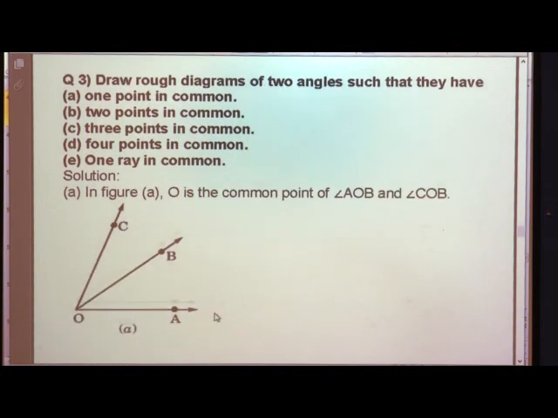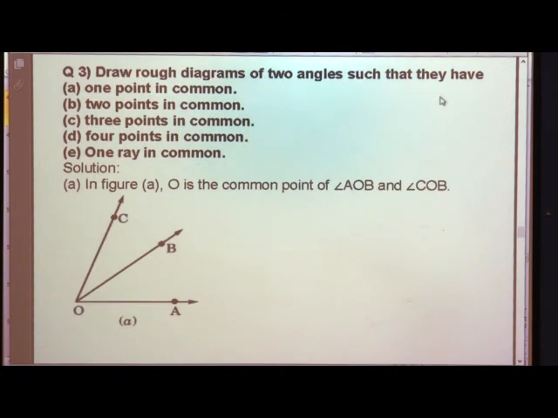Draw rough diagrams of two angles such that they have one point in common. Now there are sub questions here, we will solve them one by one in detail. We have to draw a rough diagram of two angles such that they have one point in common. Now the diagram should contain two angles but one point in common. Now see here, this is the diagram.